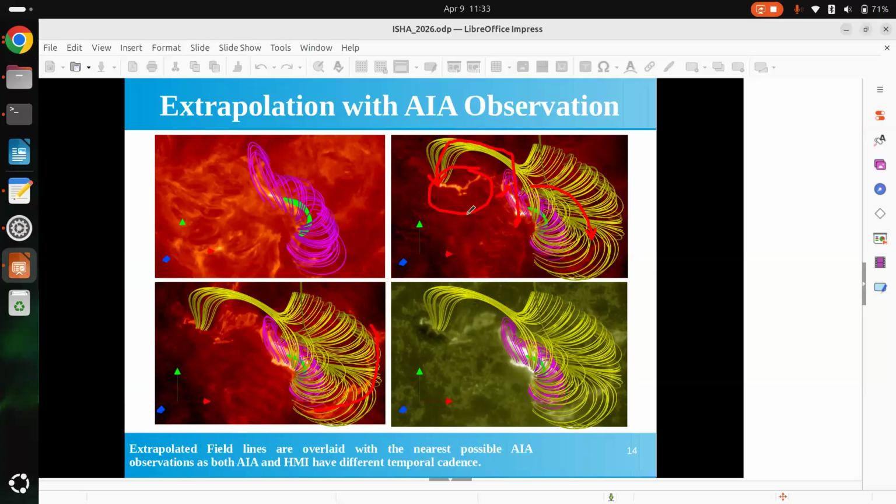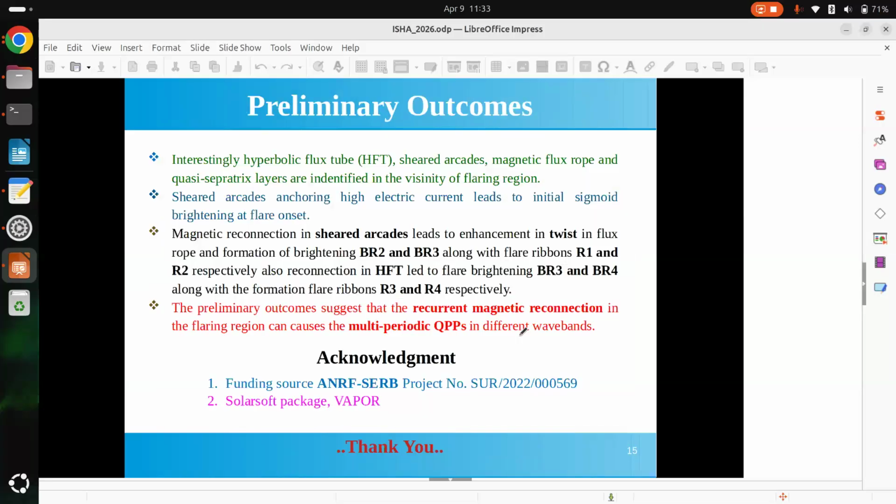So associated with these four brightenings, we observed four different flare ribbons, and those flare ribbons are also co-spatial with the flare brightenings. So finally, we conclude that we have different topologies in the flaring region, like the shear arcade, magnetic flux tube, and hyperbolic flux tube. And these hyperbolic flux tube and shear arcade reconnections are giving rise to the flare brightenings and associated quasi-periodic pulsations. So, thank you.